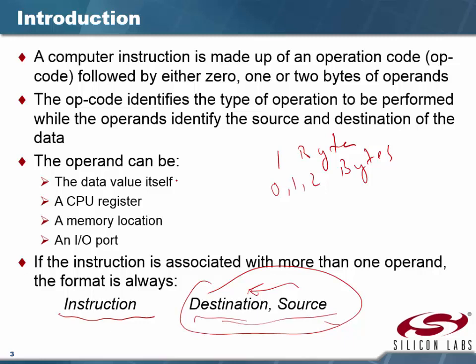The operand can be the data itself, and that's usually denoted by the number sign or a hashtag. A register, that's usually a keyword such as R0, R1, A, B, or C. It could be a memory location, in other words, it could be 1, 2, 3, 4 hex, that's a memory location. Or it could be a port, which also looks like a memory location, but it could be like P1 or P0. So that's what a typical instruction is going to look like.